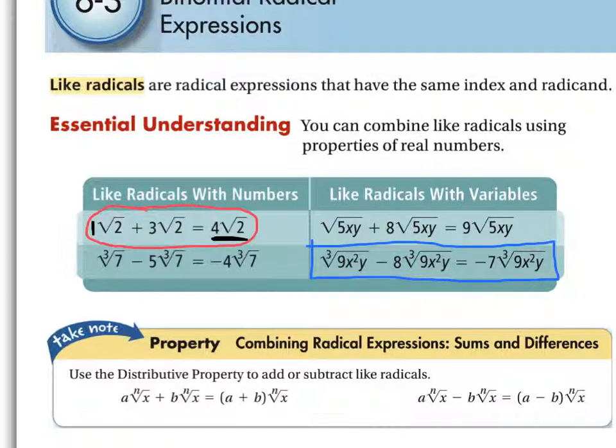So essentially here I have 1 minus 8. Right? Because my index is the same and the radicand is the same. This is no different than saying 1x minus 8x. 1 minus 8 is negative 7. So I have negative 7 times the cubic root of 9x squared y.